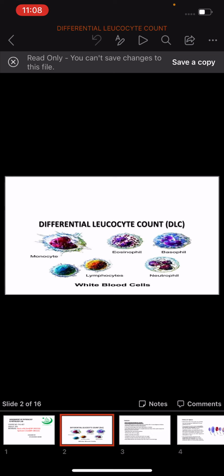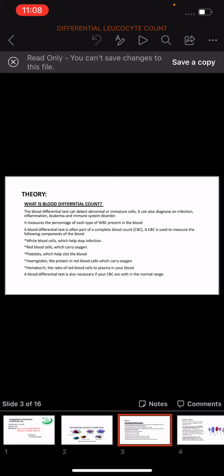My assignment topic is differential leukocyte count, which is known as DLC count. So, what is a blood differential count? The blood differential test can detect abnormal or immature cells. It can also diagnose an infection, inflammation, leukemia, and immune system disorder. It measures the percentage of each type of WBC present in the blood. A blood differential test is often part of a complete blood count, CBC.